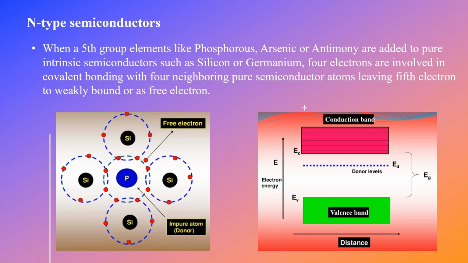On the right hand side, you can see an energy diagram where the Fermi energy level has been shifted towards the conduction band, which is also known as the donor level, because of the excessive amount of electrons present in this N-type semiconductor.